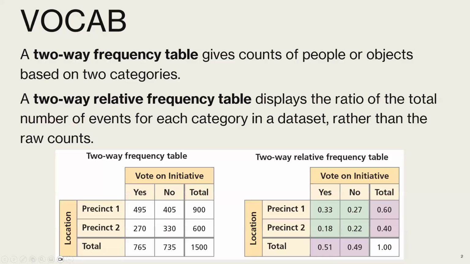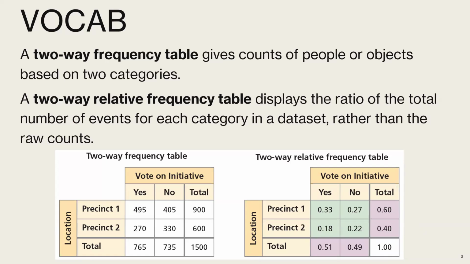Alrighty, we're here to talk about frequency tables. So we have something called a two-way frequency table that gives the counts of people or objects based on two categories. So the count is like how many of them occur. And then we have a two-way relative frequency table, different thing.